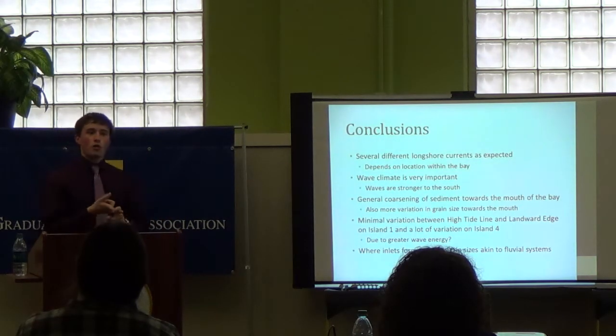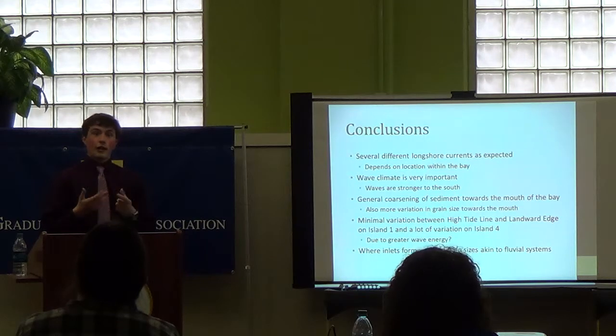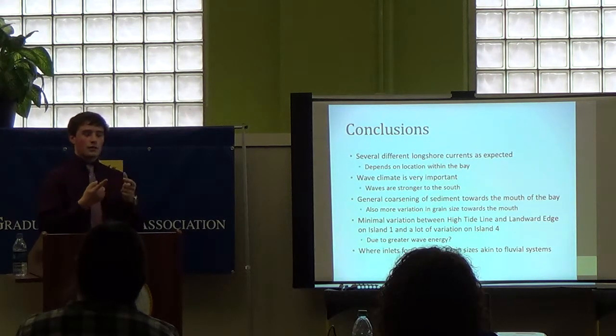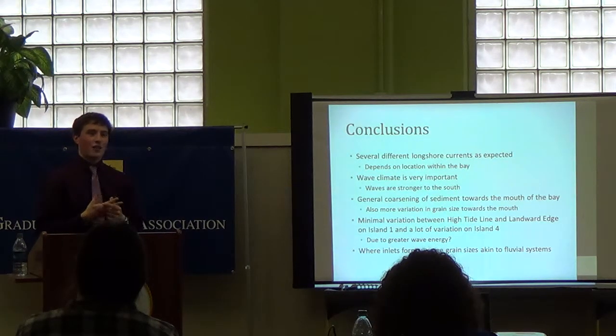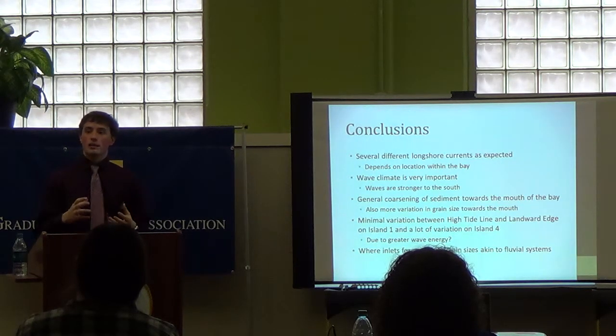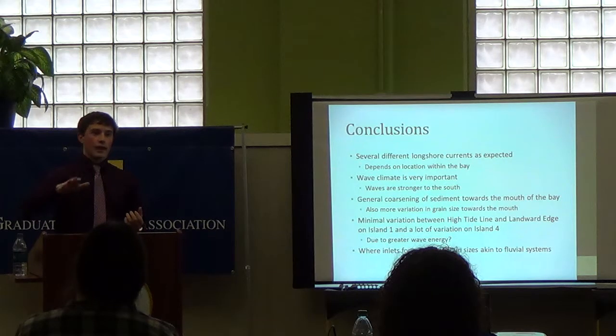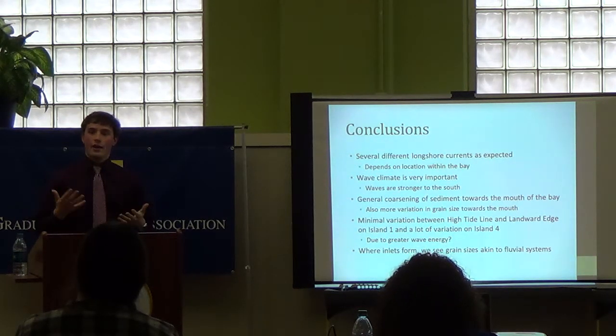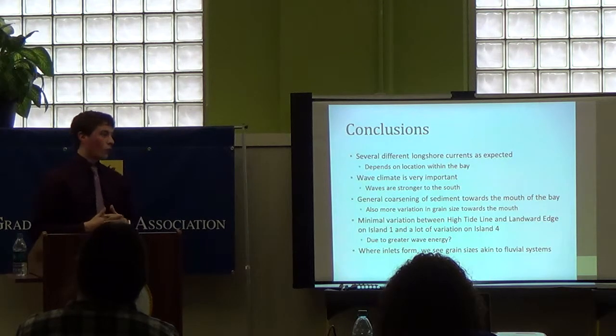So not only are we seeing multiple currents, a deflected current, and high wave energy, those are the three things. Two currents, a deflected current, and high wave energy. And that, I think, is going into explaining why we're seeing not only this trend as we're moving towards Island 4 of higher coarsening, but also this higher variability in Island 4.